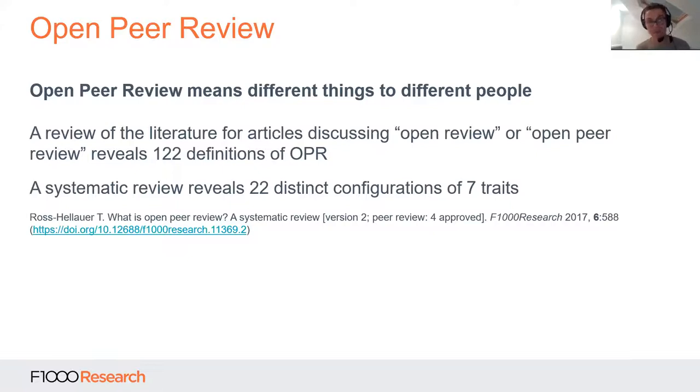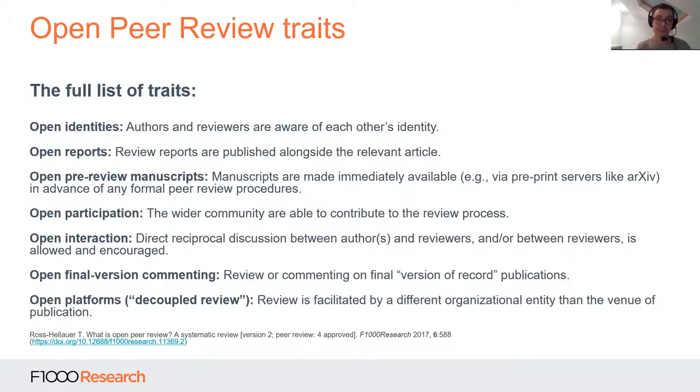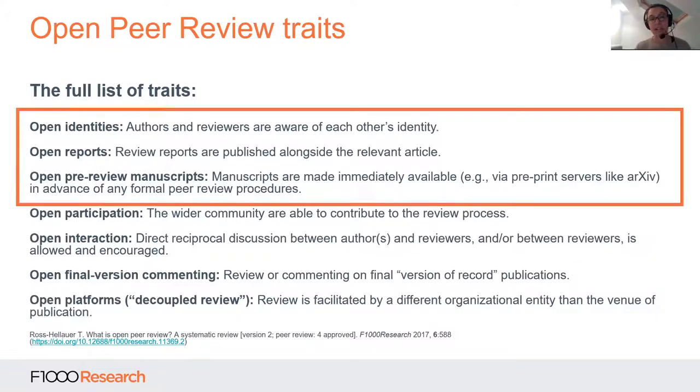Someone else published in F1000 Research an open systematic review, which looked at how people discuss open peer reviews. And they found there are 122 definitions of open peer review, and 22 distinct configurations of 7 traits. So there's quite a lot of different ways that you can do open peer review, and you always have to make sure you're talking about the same open peer review system. So these are the 7 traits, and I'm not going to go into all of them because I've only got 10 minutes. I'm going to focus on these 3.